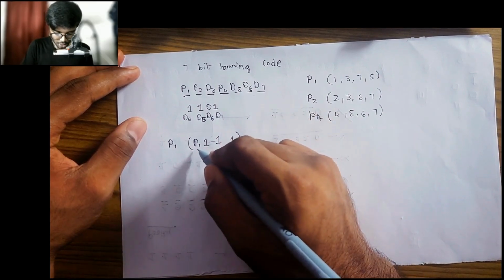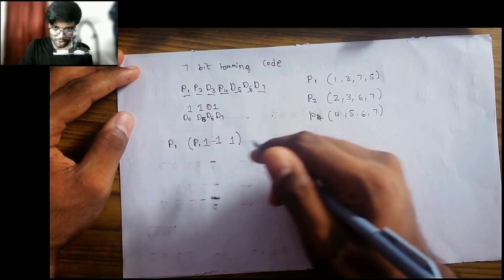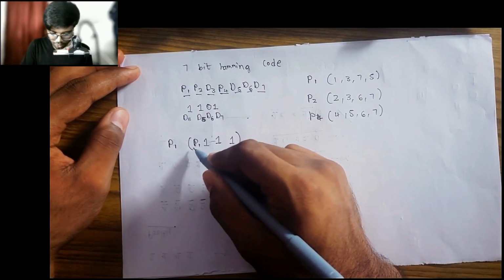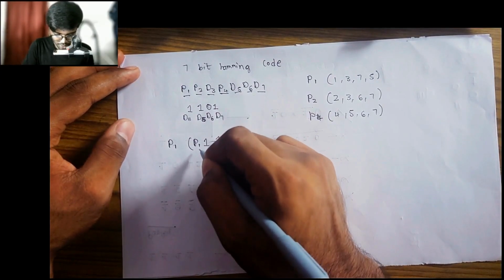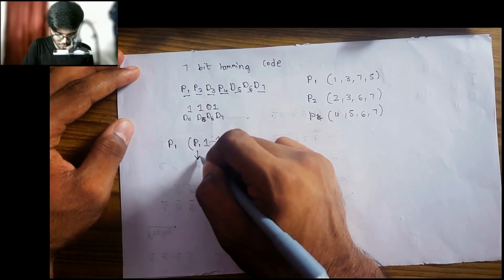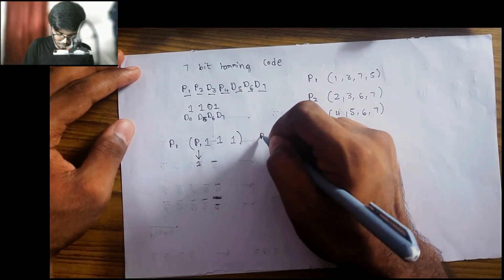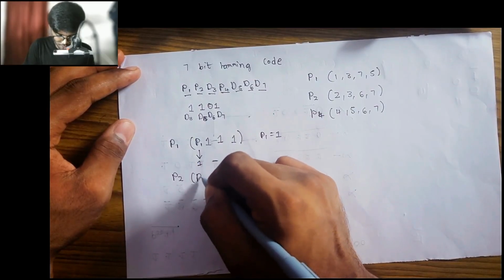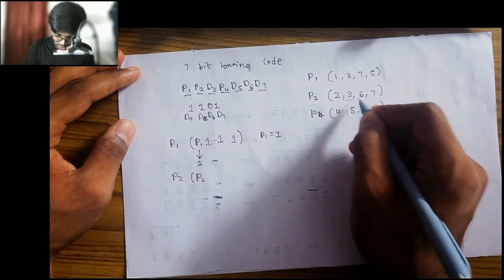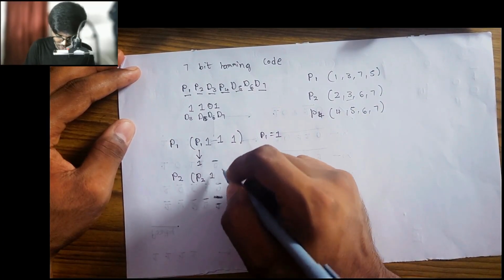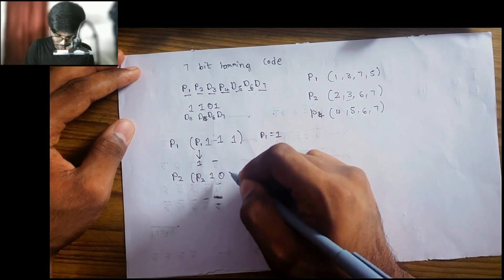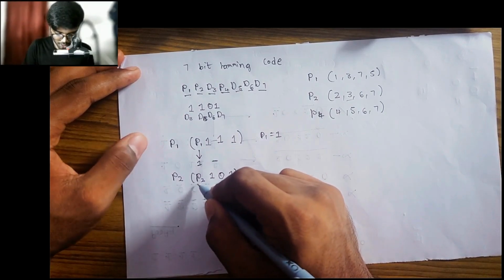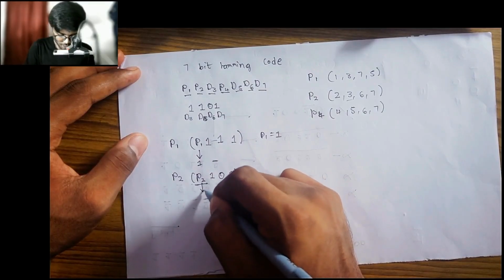Now the parity bit here always follows even parity. So it always tries to even out the number of ones present. So to even out the number of ones here, P1 should be 1. So P1 is 1. Next, P2. Parity bit 2 checks positions 2, and 3 that is 1, and 6 that is 0, and 7 that is 1. So to keep even parity, P2 can be 0 because there are already two ones. So P2 is 0.